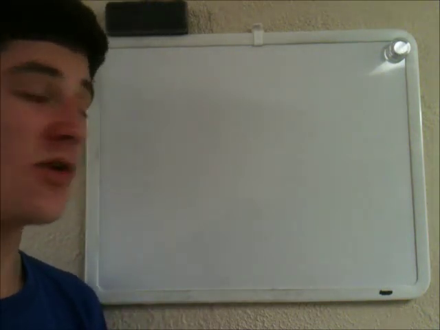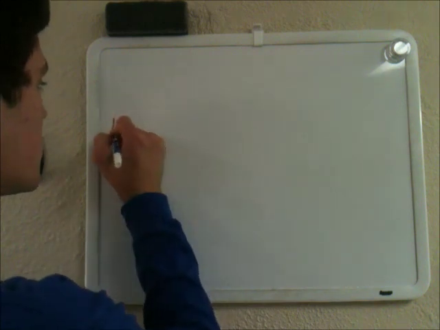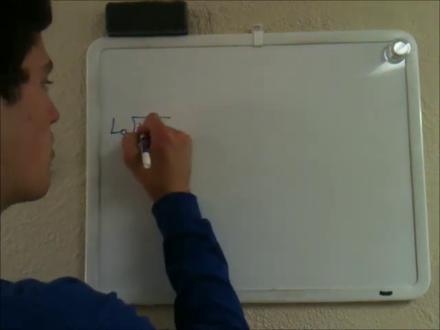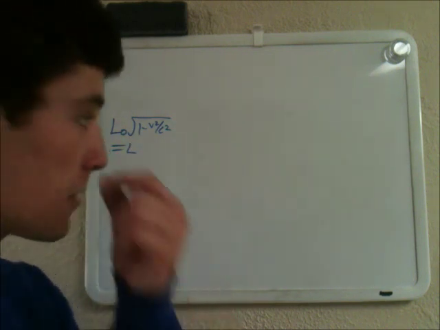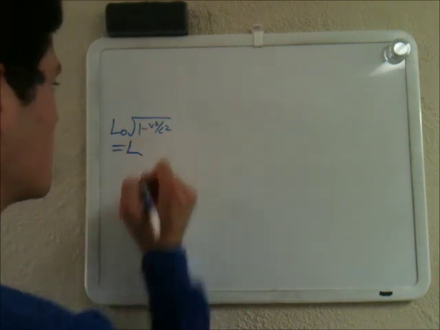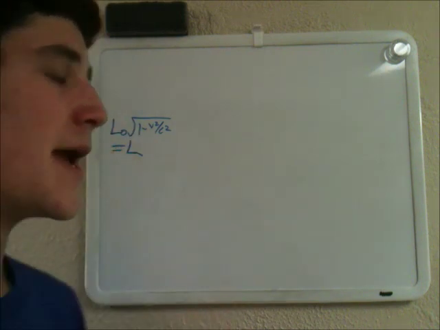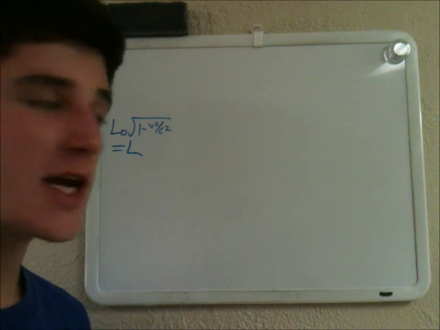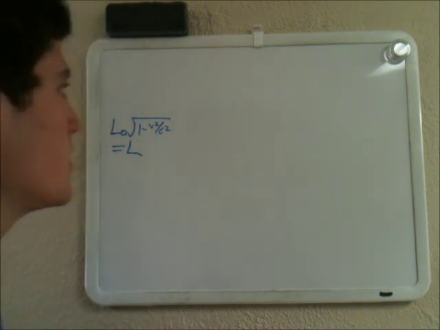Now I'm going to derive the Lorentz transformation for distance and length from the length contraction, L naught square root 1 minus v squared over c squared equals L. How we're going to do this is we're going to start with the Galilean transformation, which just means changing measurements from one reference frame to another.